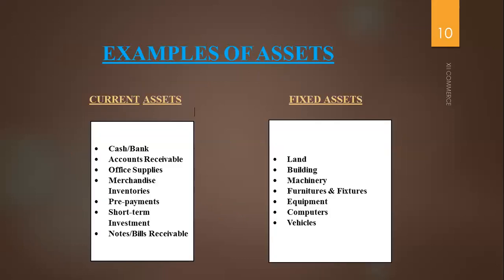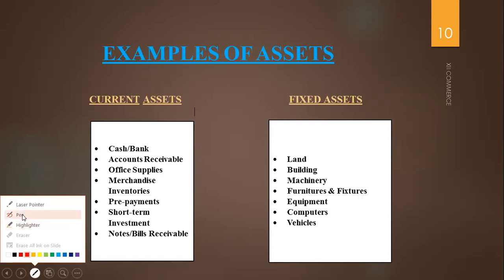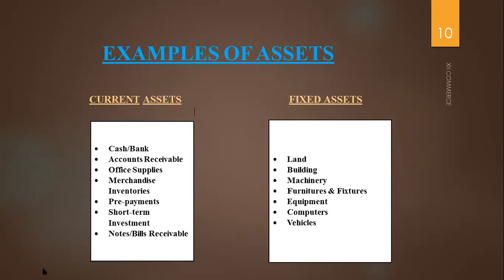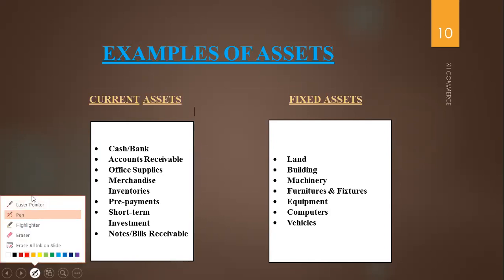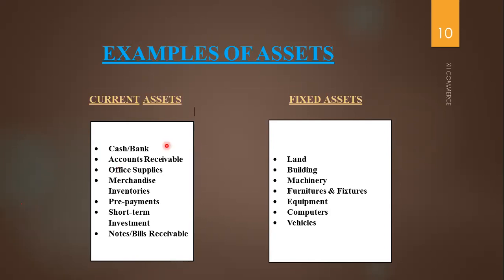Another thing, we have the examples of assets over here. We have two types of assets, the current assets and the fixed assets. The life of the current assets is within the 1 year. It means we have to utilize the current assets within the 1 year. Here are the examples: cash, account receivable, office supplies, merchandise inventory, which is also called stock, opening stock and the closing stock. Then we have prepayments, which are the prepaids, and short-term investments. It means it is the investment which is during the year.